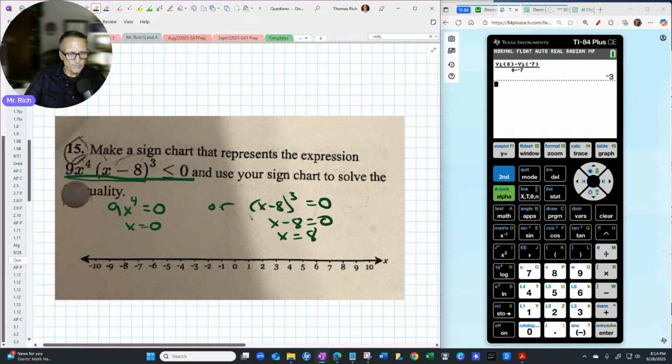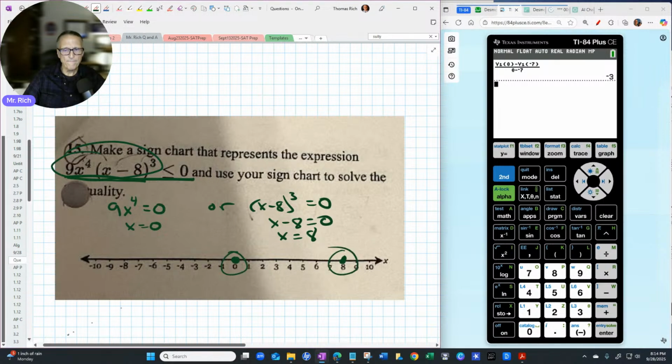So what I'm going to do is plot a point at 8 and at 0 on the x-axis. Why am I doing that? Well, because that's where this polynomial is going to be touching the x-axis. So if this polynomial is going to be going above or below the x-axis, it has to occur at one of those 2 points.